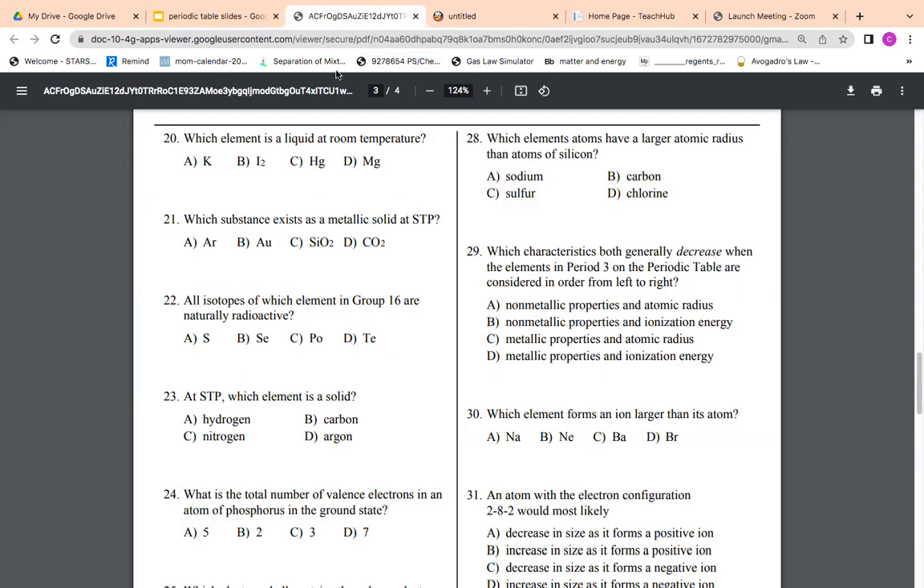Again, which element is a solid at STP? Not hydrogen, that's a gas. Nitrogen is also a gas. Argon, also a gas. Carbon is one of our brittle solids.